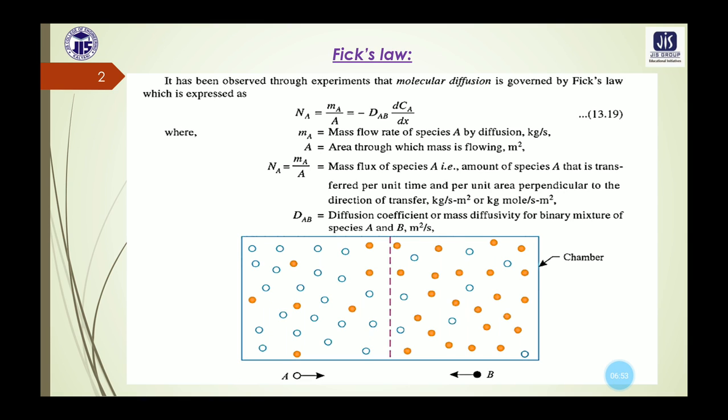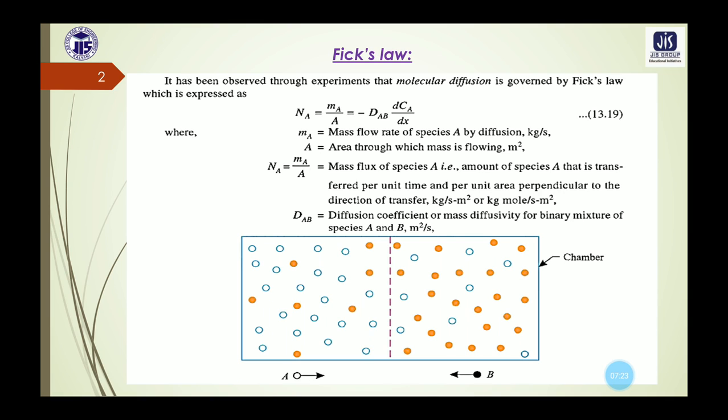Now consider a chamber, which you can see in this diagram, in which two different gas species, A and B, are there inside this chamber. These two different gas species are at the same temperature and pressure, and they are separated by the partition which you can see here, the dashed line. This is the partition.